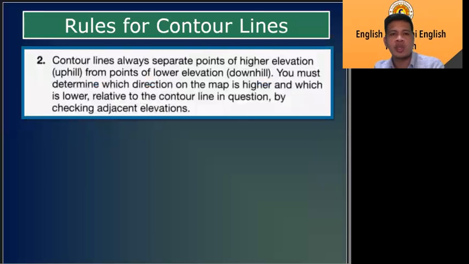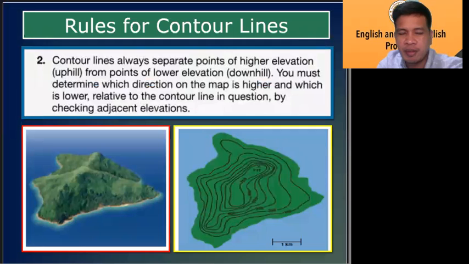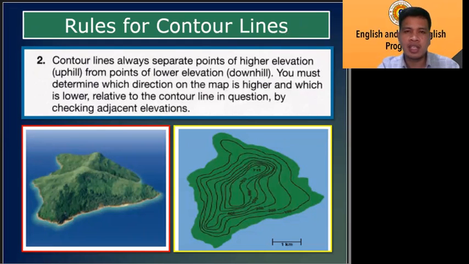Number two is contour lines always separate points of higher elevation from points of lower elevation. So you must determine which direction on the map is higher and which is lower. So it's very important. For example, we have here this one. So this one, for example, is higher and the other one is lower. Going up here is higher elevation. Later on, I'm going to show you also the difference between going lower.